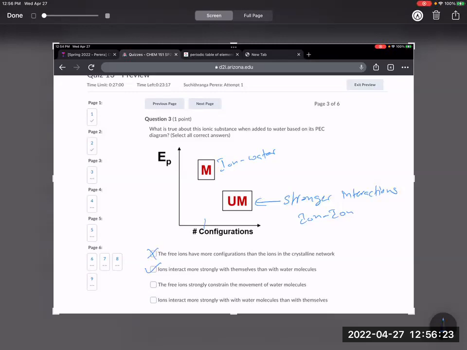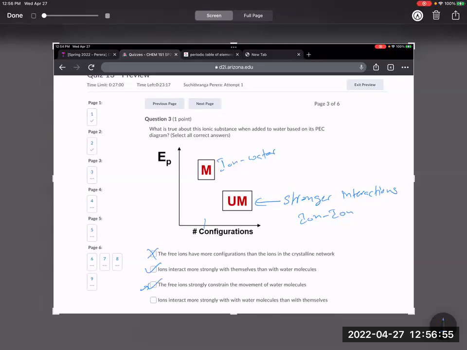The free ions strongly constrain the movement of water molecules. Okay, that is a really good point. Even though we have free ions in the mixed state, we have an overall lower number of configurations. That must be due to a decrease in the number of configurations due to ordering effect. That means the water molecules are ordered around the ions, and that constrains the movement of the water molecules. So that is correct.